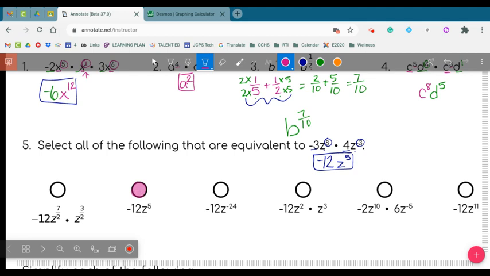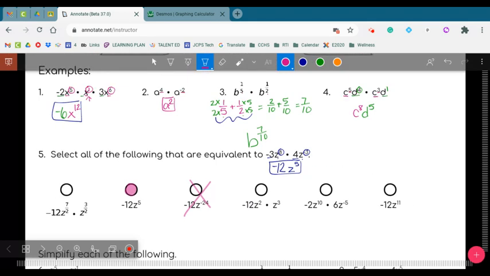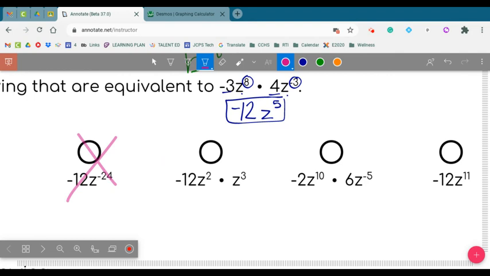Then I'm going to look, okay, which ones also are the same? Well, I know this one isn't the same because that's just not even like it at all. This one I need to multiply my coefficients. So negative 12 and 1, you get negative 12. You add your exponents, you get z to the 5th. Oh, that's the same too. So some of these you'll have to kind of solve and figure out, are they the same?